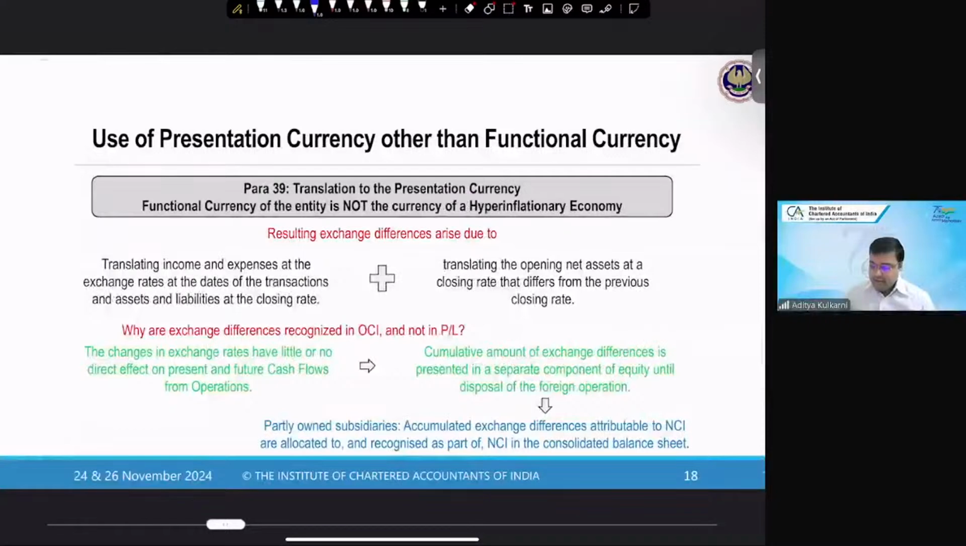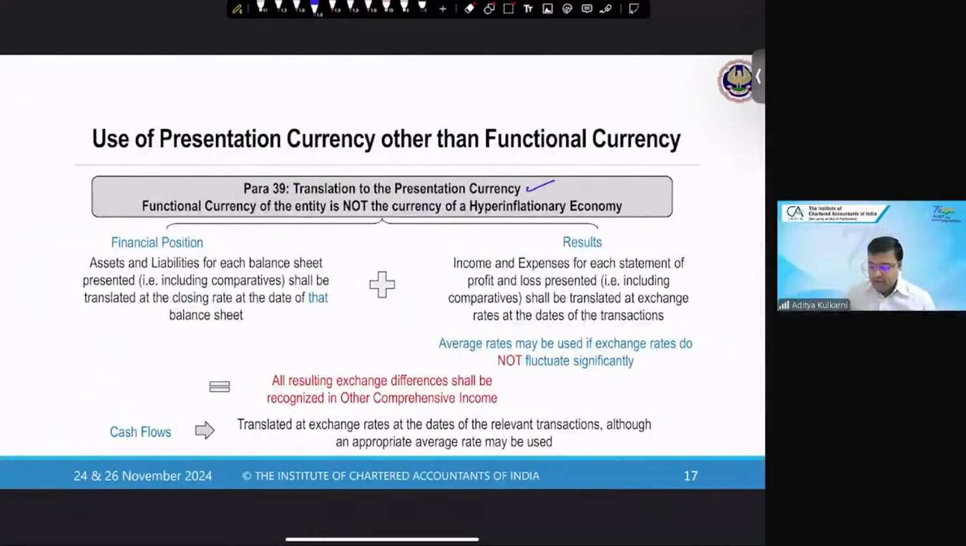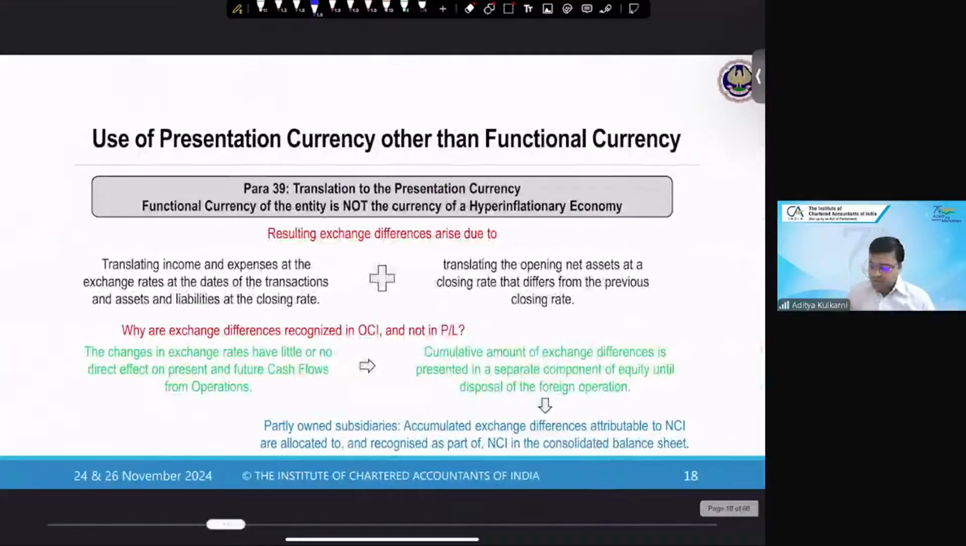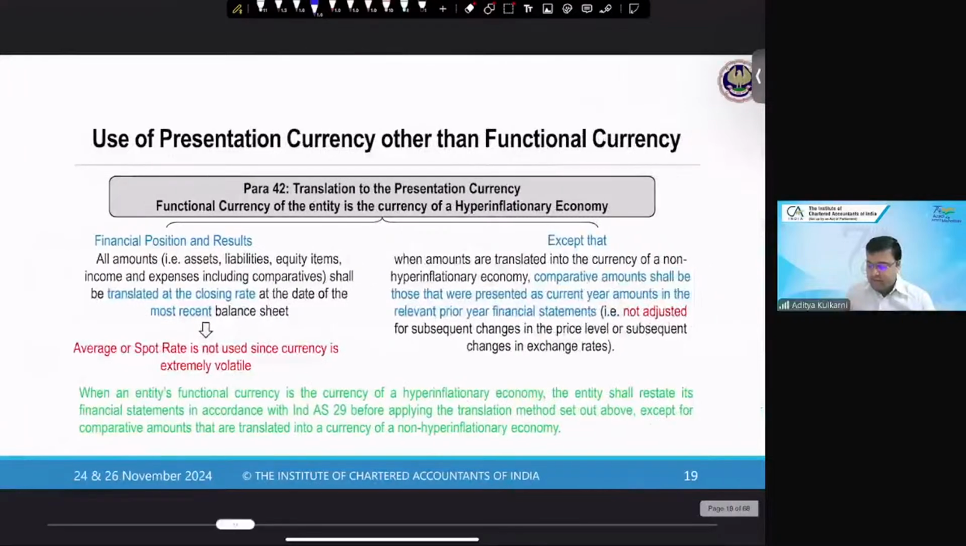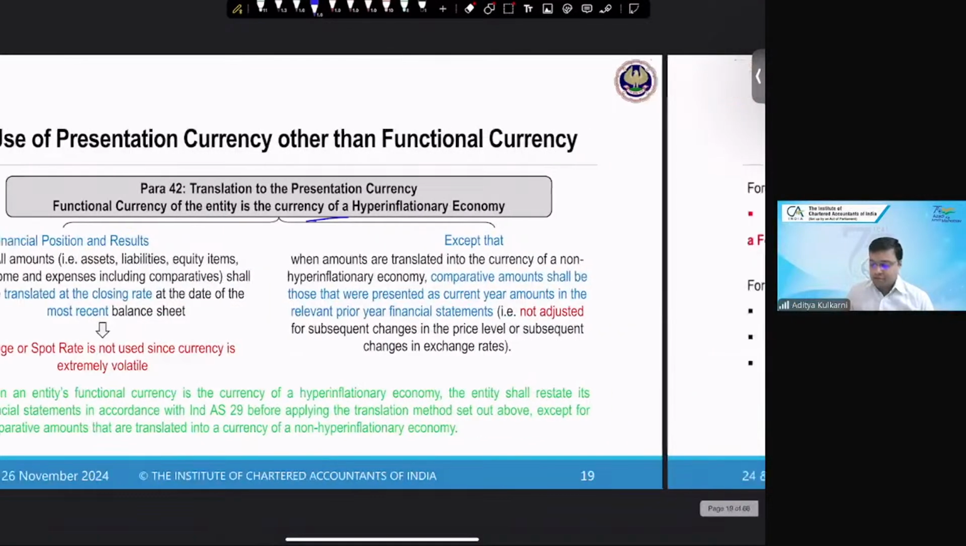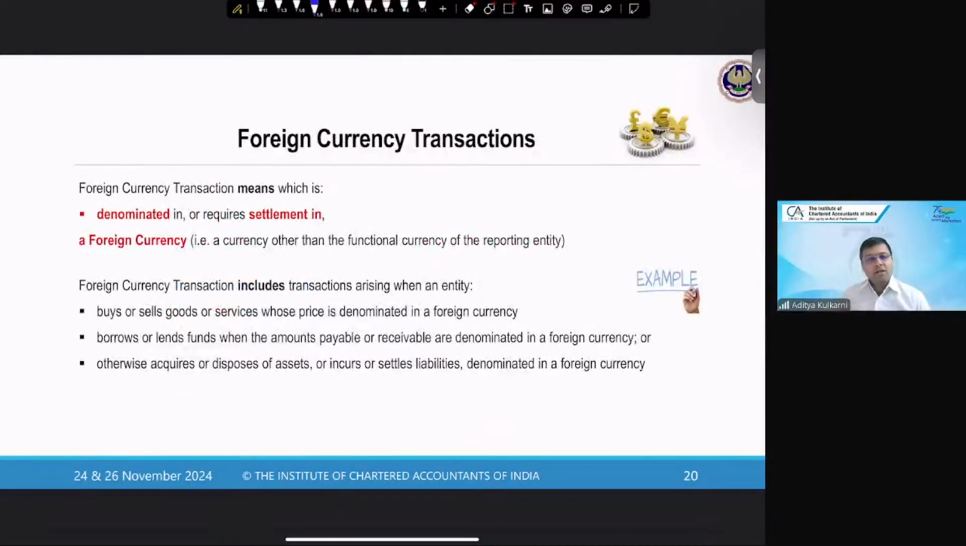Translation to the presentation currency when the functional currency of the entity is not the currency of a hyperinflationary economy. We will see this later. When it is the currency of a hyperinflationary economy, we will have a look at this later.